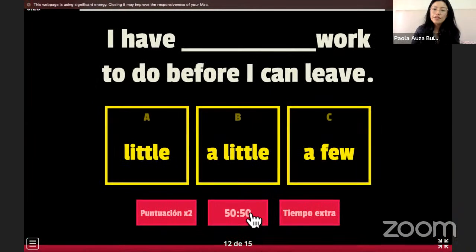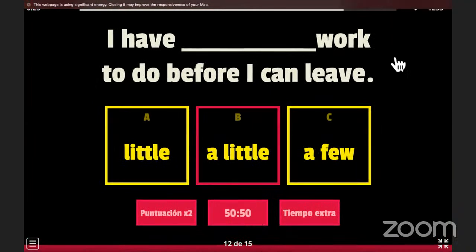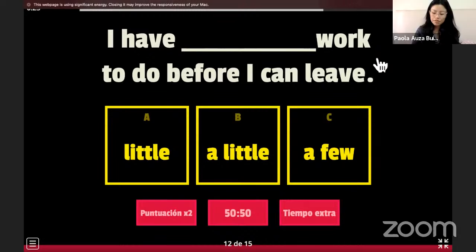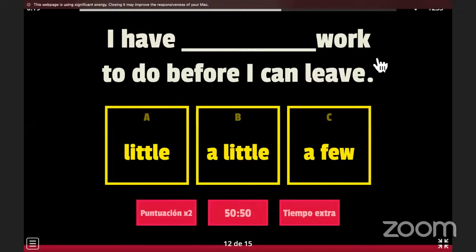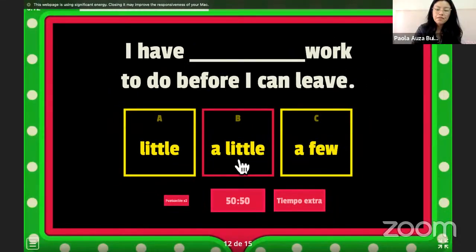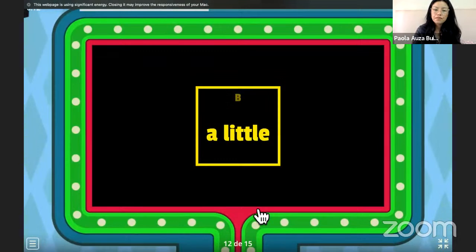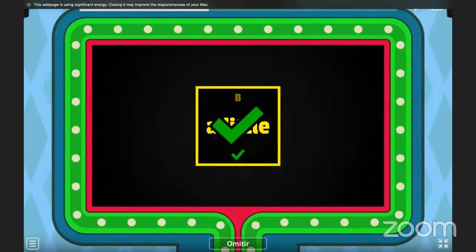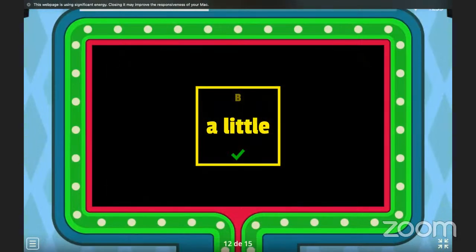I have a little, a few work to do before working. Is work countable or uncountable? Work, uncountable. A little. All right. Great job. Okay, next.